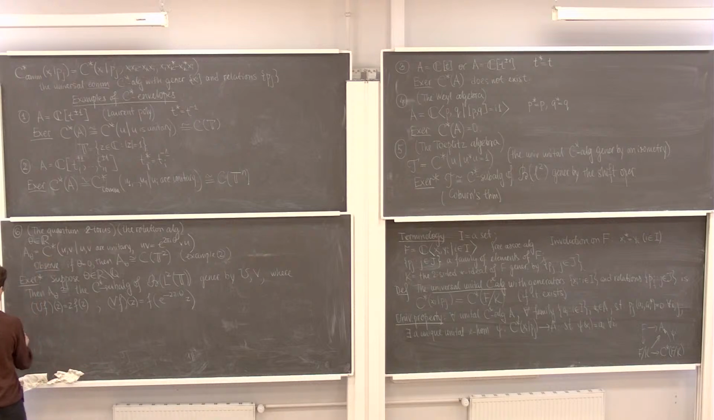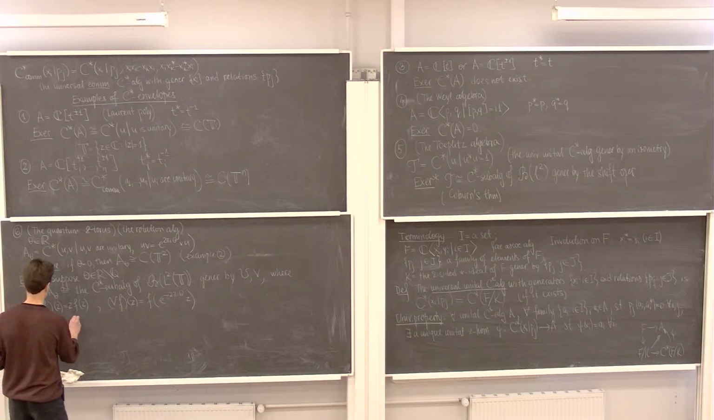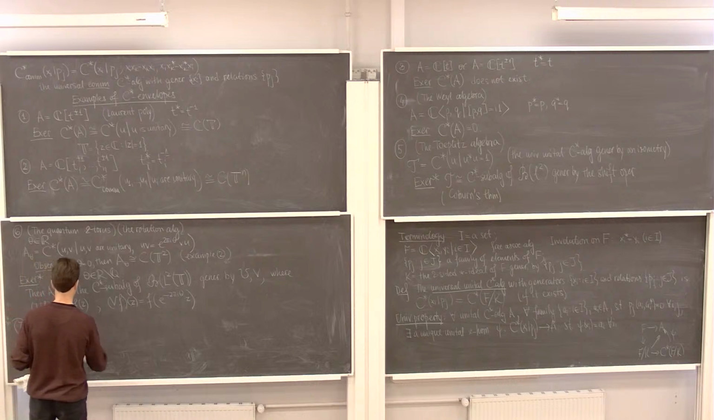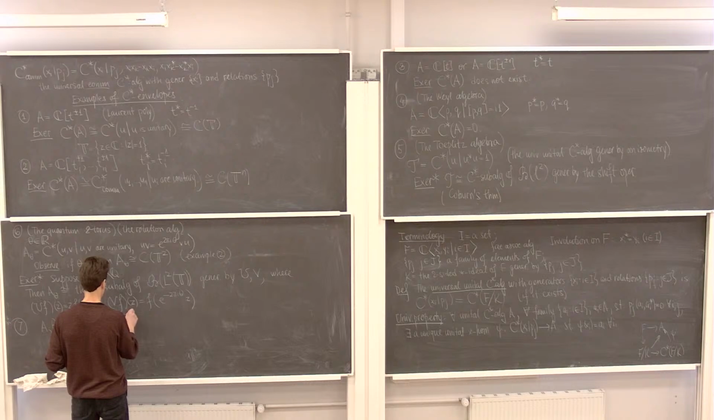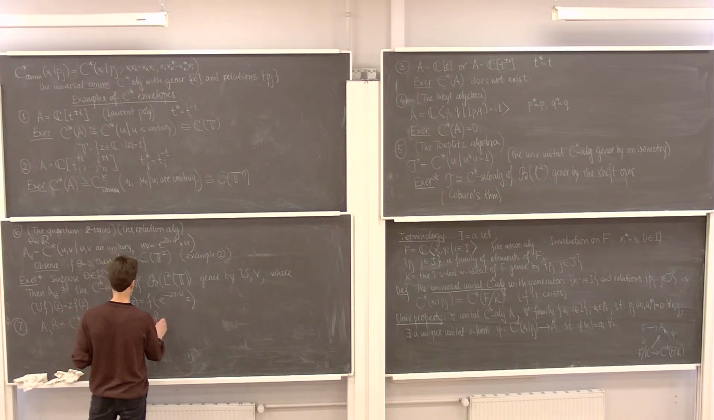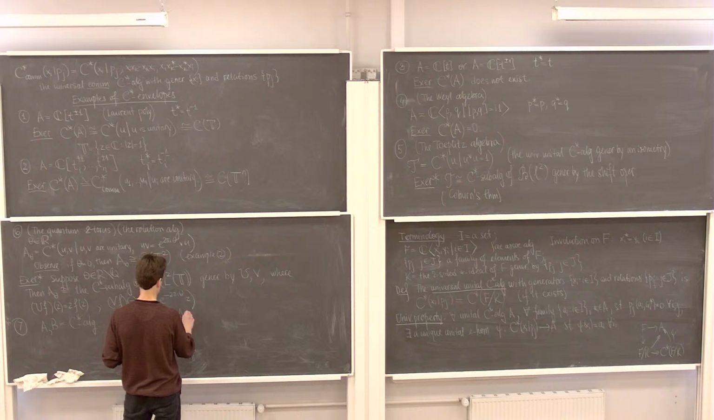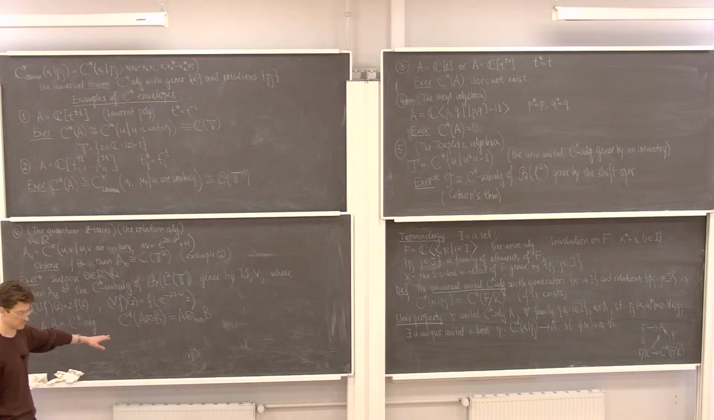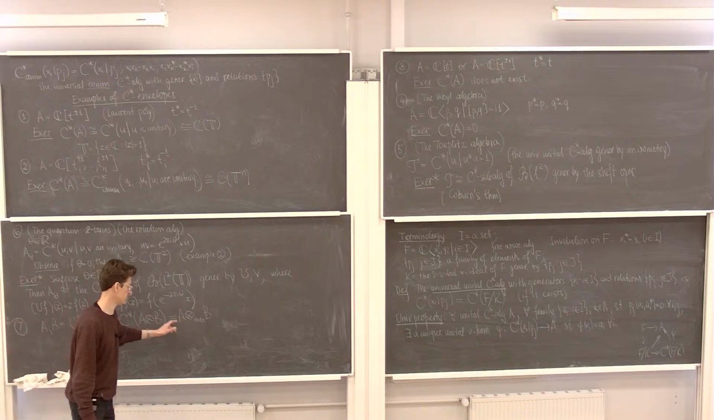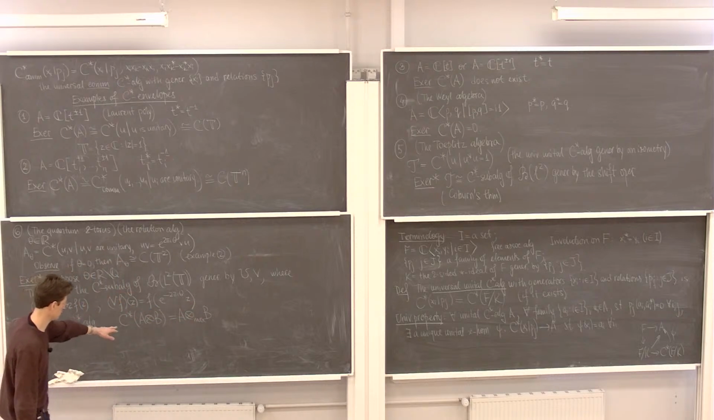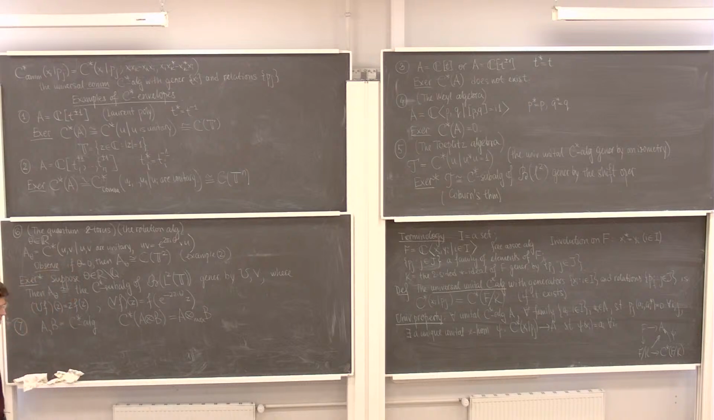Example 7 is quite short. If we take two C-star algebras A and B, then the C-star envelope of their algebraic tensor product is nothing but the maximal C-star tensor product of A and B. And this is true almost by definition. If we recall the explicit formula for the maximal C-star norm on the algebraic tensor product, we see that this is exactly the maximal norm on the algebraic tensor product.